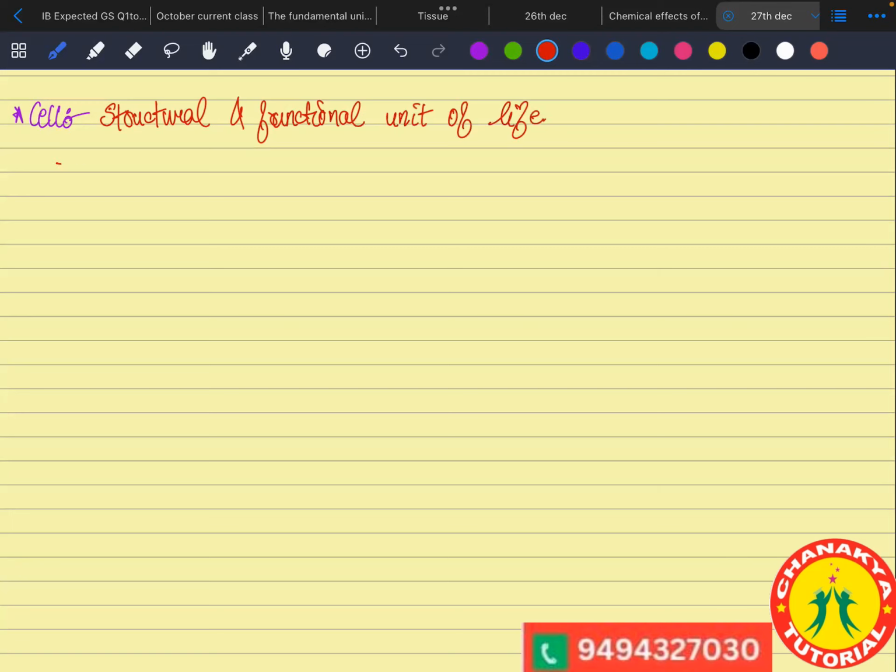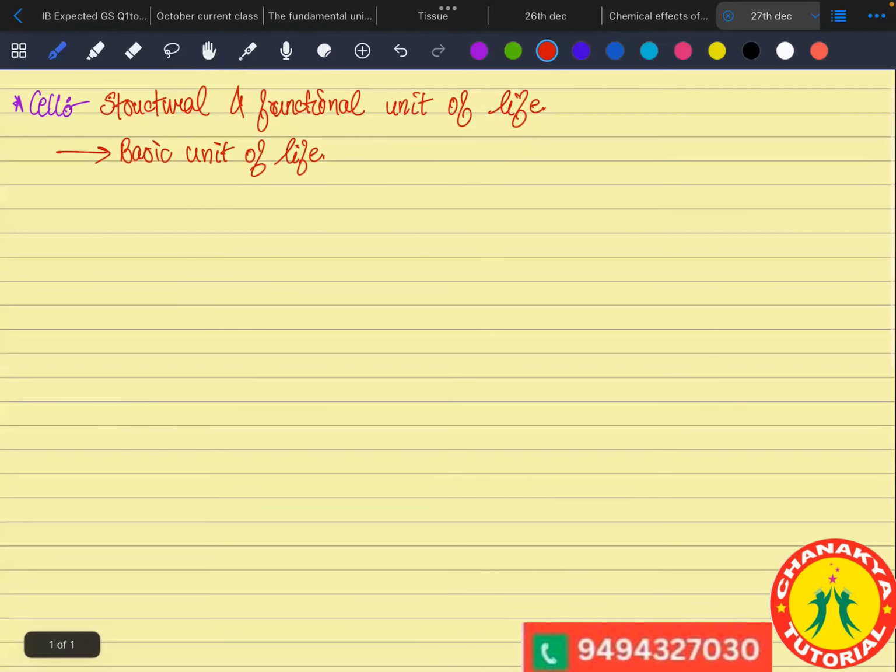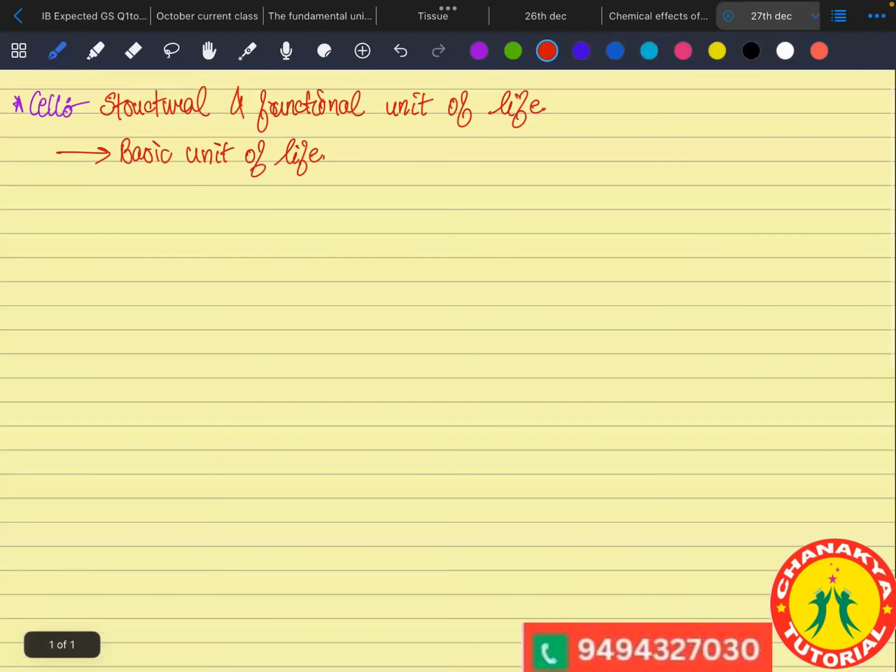So the basic block or the building block is the same. It is the basic unit of life. Any living material is made up of cells. It is the arrangement of cells which has built any organism. So it forms the structure of living organisms.